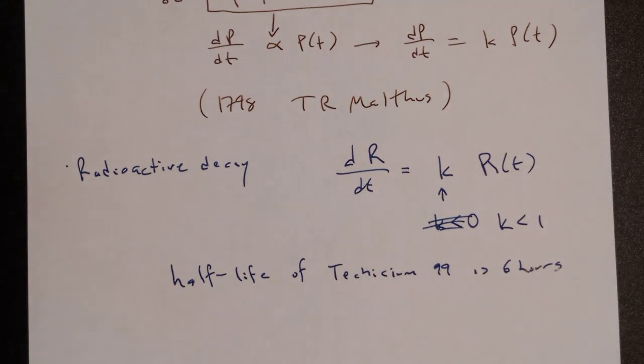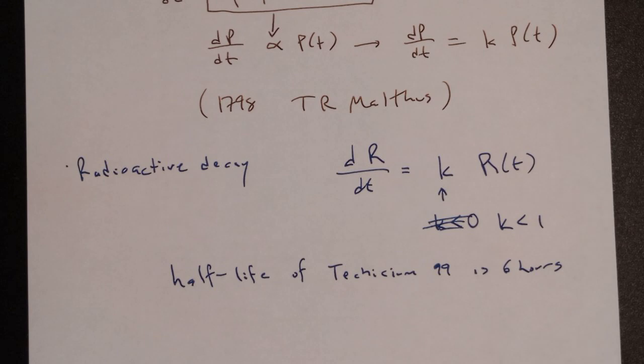The half-life of technetium-99 is 6 hours. So 6 hours after they gave me that shot, the amount of radiation in my body had already gone down by half. 6 hours after that, it had gone down by half again. 6 hours after that, by half again.